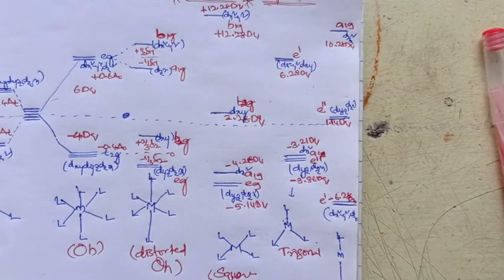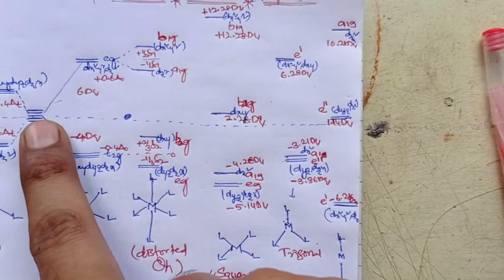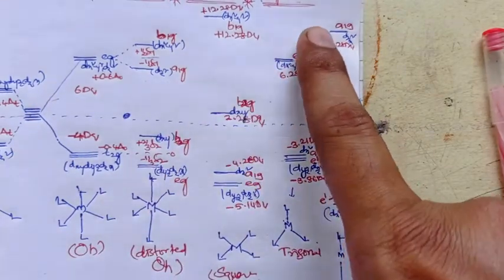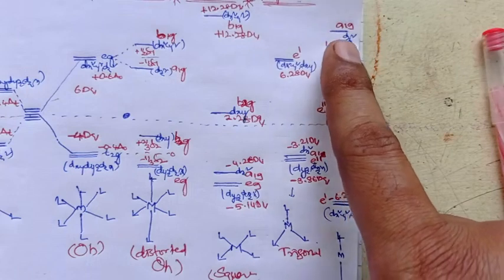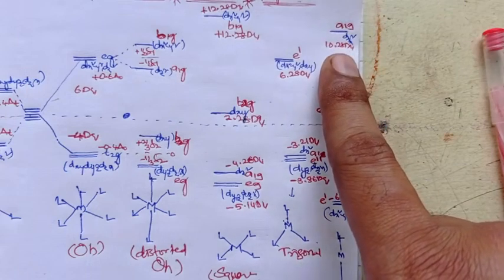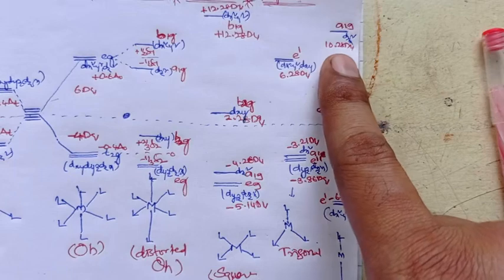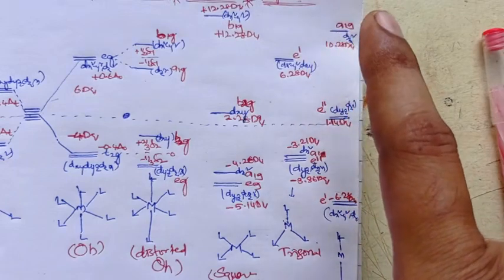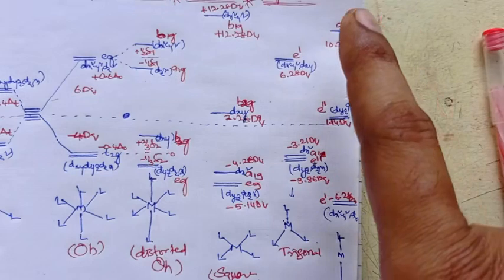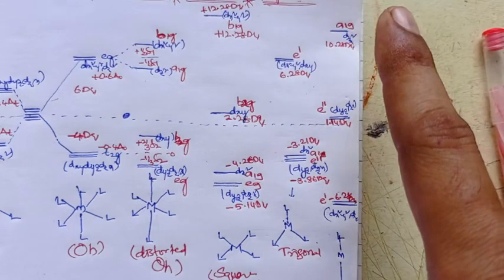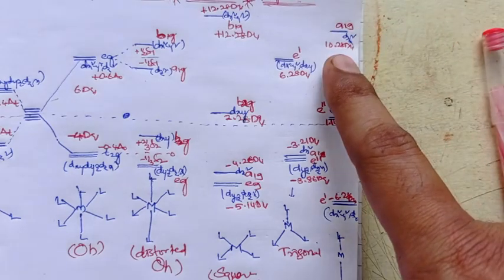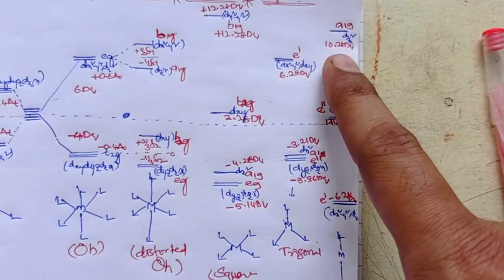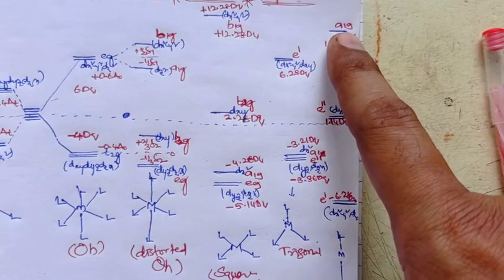Now coming to the last but not the least, the linear complex splitting pattern. The five d orbitals split into three energy states, where the z-oriented dz square orbital has the highest interaction. Both ligands interact with the dz square orbital. This interaction destabilizes the dz square orbital to a great extent and it reaches a higher energy state, 10.28 Dq, represented with A1g.